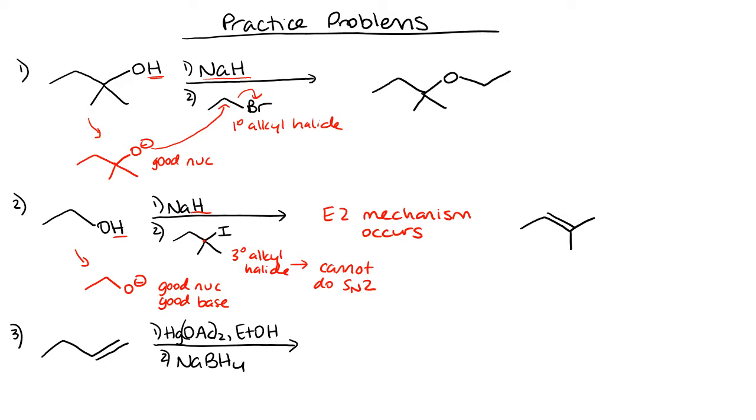And lastly, we have a version of the oxymercuration-demercuration reaction. We are using ethanol as our weak nucleophile, so the oxygen will be attacking the carbon that is the most substituted. So we will end up with this as our product. And again, to see the mechanism of this reaction, go back to previous chapters and look up the oxymercuration-demercuration reaction.